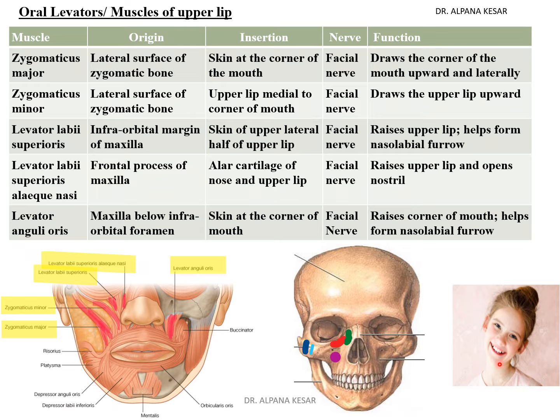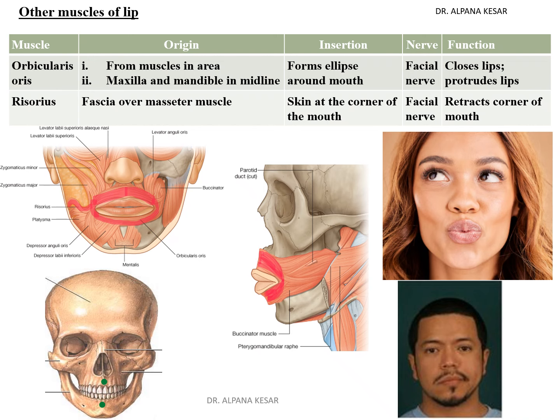All these muscles, that is zygomaticus major, minor, levator labii superioris, levator labii superioris alaeque nasi and levator anguli oris, are all supplied by branches of the facial nerve. Other than the elevators and depressors of the lips, there are some more muscles in the lip, and that includes orbicularis oris, which is this, an elliptical shaped muscle around the mouth, and risorius, which is this.